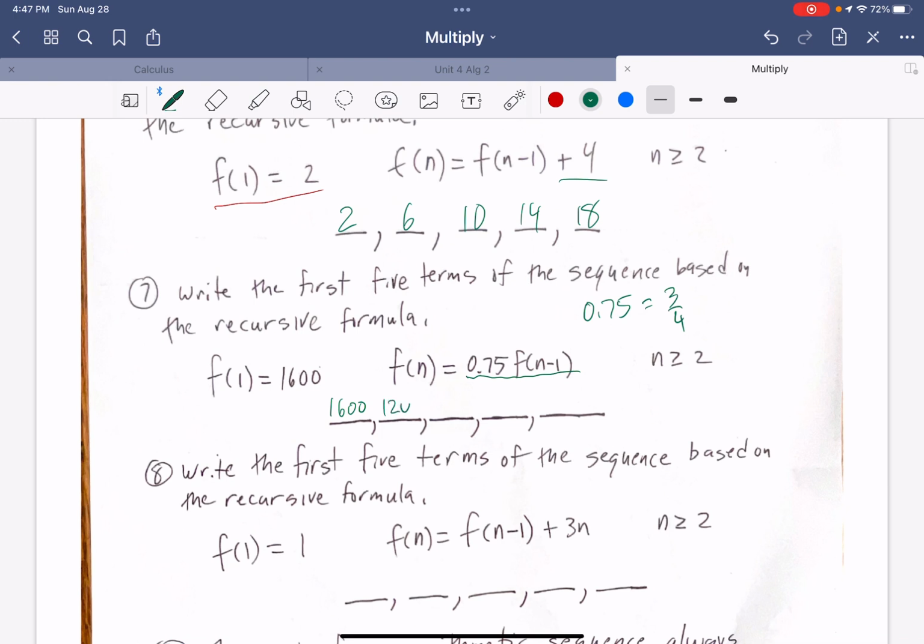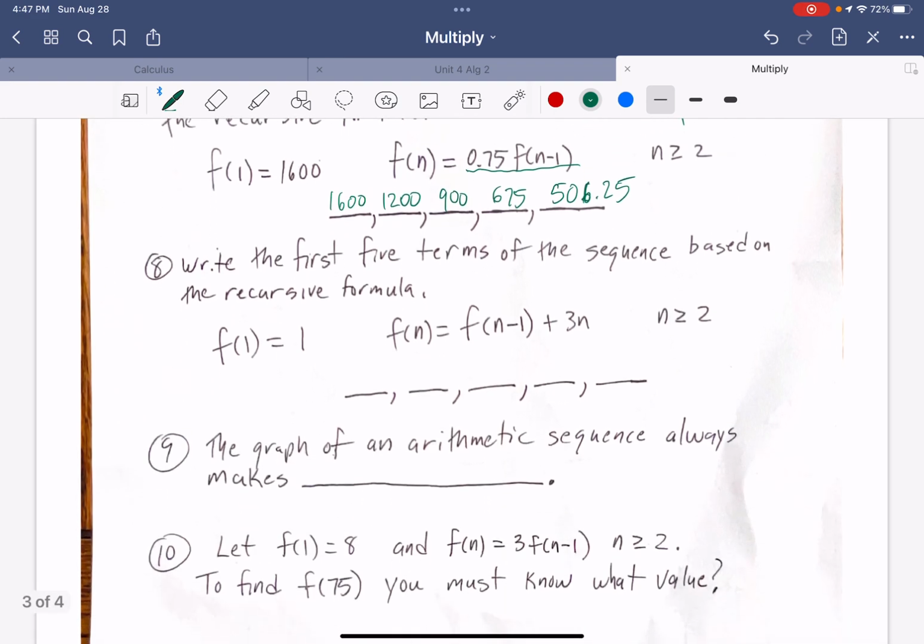So it's 1200. And you want to make sure that you can get these answers on a calculator by yourself, not just copy them down, because that's not going to do you any good. So the last one would be 506.25. Again, I've written on my iPad for a while, so my handwriting isn't great, it'll get better. Number 8.